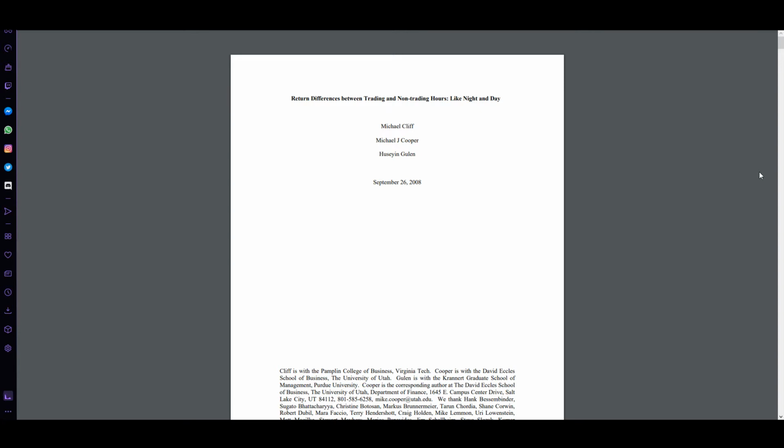So I have opened this paper. It's an academic paper. It's called Day and Night. It was written in 2008, as it says right here on the paper, and it's titled Return Differences Between Trading and Non-Trading Hours Like Night and Day. So let's go into a little bit about what this means, and I think that already the legacy is sort of implied by just how old this is and the fact that I'm talking about it. It's 12 years old, and it's still important today.